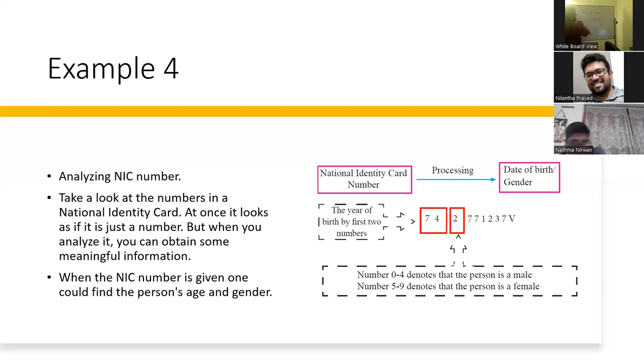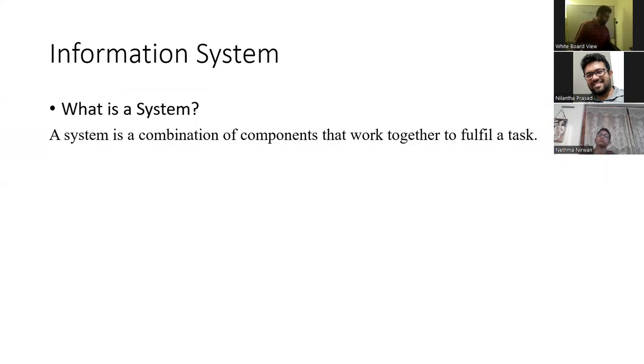So that was another example for data and information. Right now we come to the next one, information system.